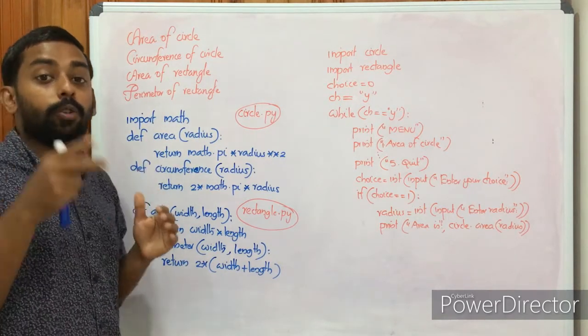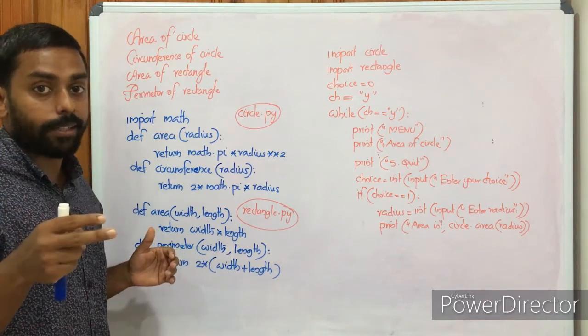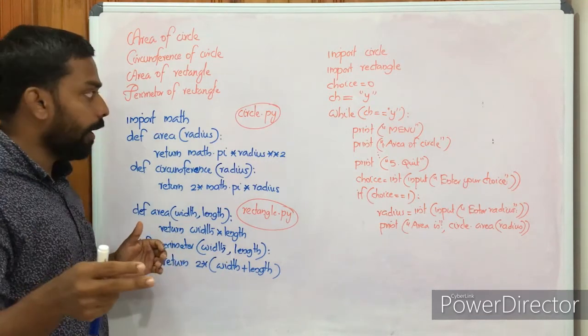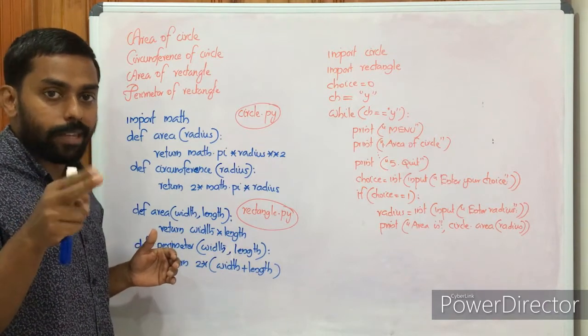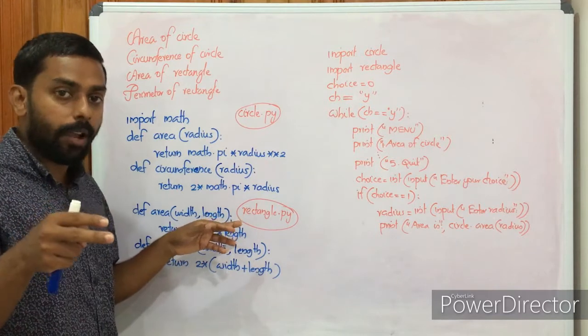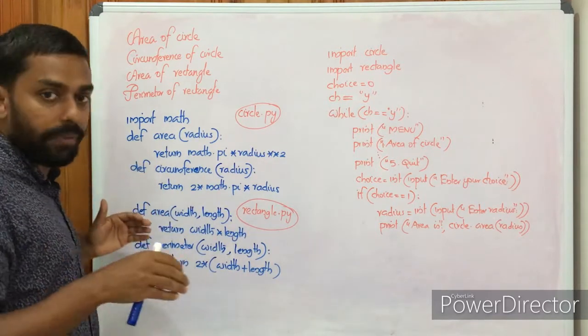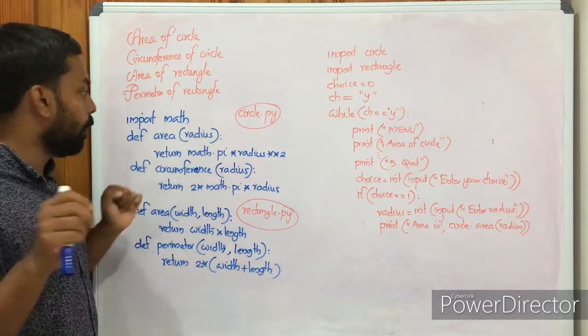So we have made two modules. One is circle.py, the second module is rectangle.py. In circle.py we have circle related functions or operations, and in rectangle.py we have rectangle related operations or functions. Okay, let's see the definition of each module.